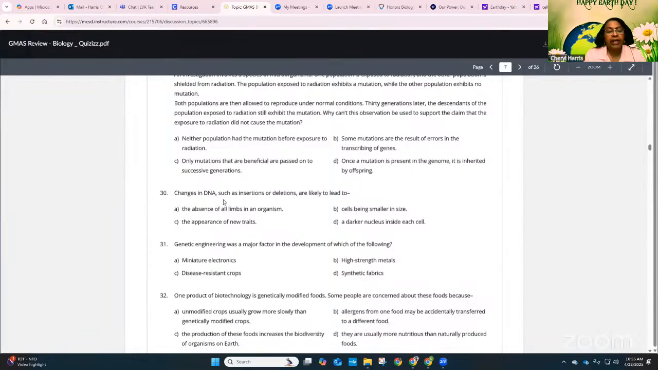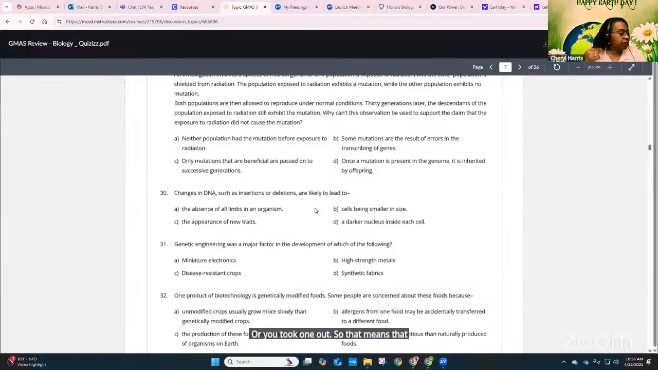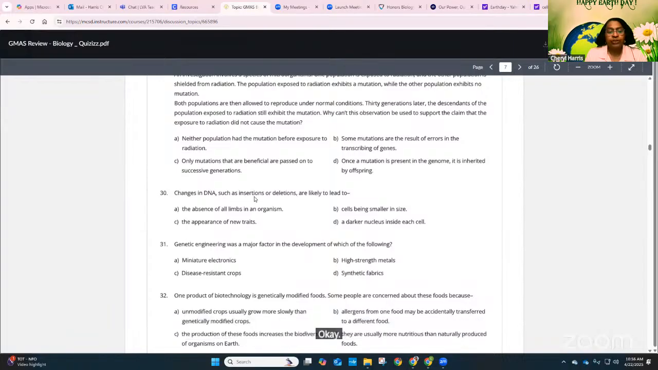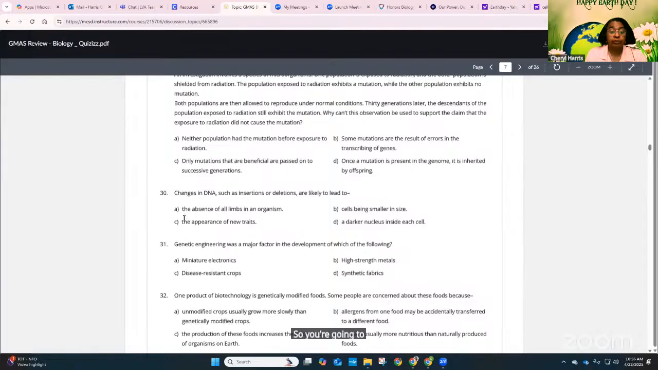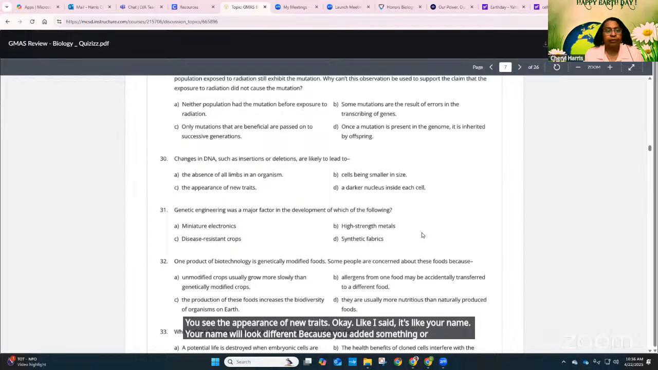Changes in the DNA such as insertions or deletions. That means in your strip of DNA, you added a base or you took one out. So that's like spelling your name and leaving out a letter, or spelling your name and adding a letter. Okay, that's what insertions or deletions are. When you translate it, it's going to be different. You see the appearance of new traits. Okay. Like I said, it's like your name. Your name will look different because you added something or because you took a letter out.